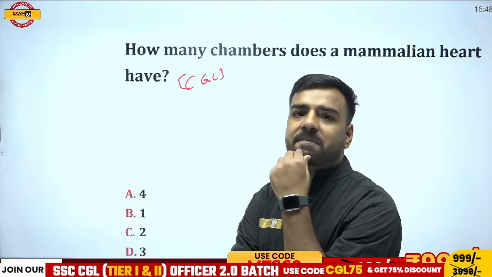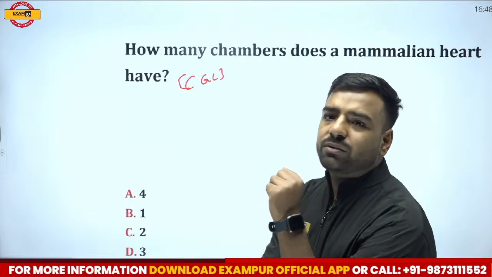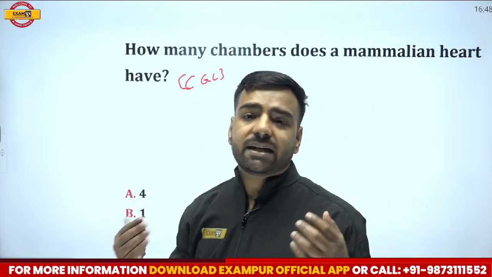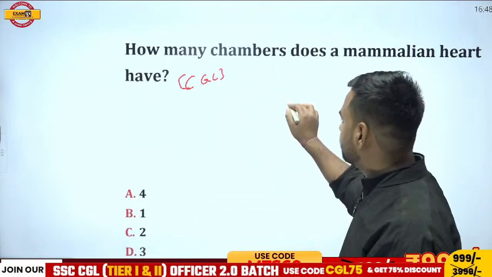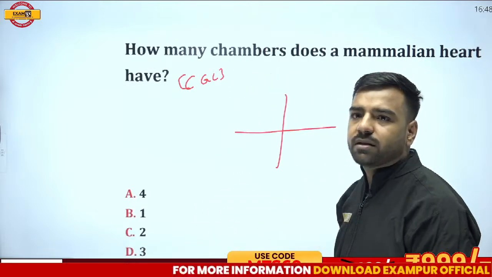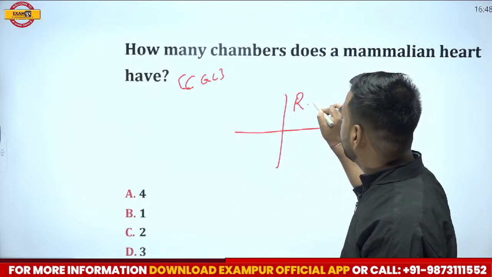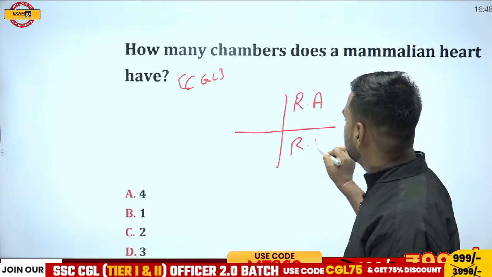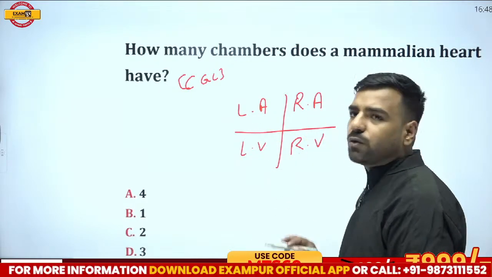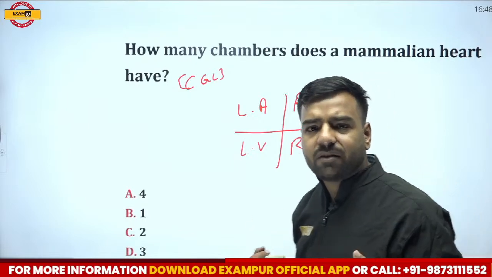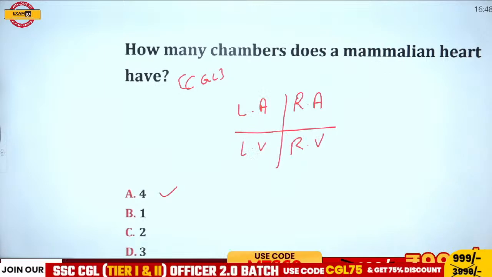Mammal? Just try to think about it. If I talk about a mammal, that means we can talk about our own example, right? If I talk about our example, 4 chambers. Where? If I go with the right part, here we have the right auricle, the right ventricle, the left auricle and the left ventricle. So we have 4 chambers for a mammal. So here, what is the correct answer? The correct answer is going to be 4. That is option number A.